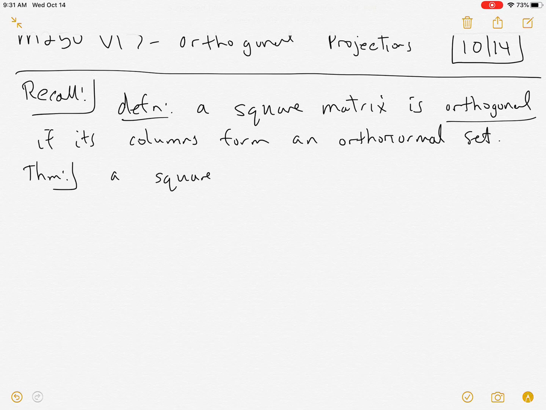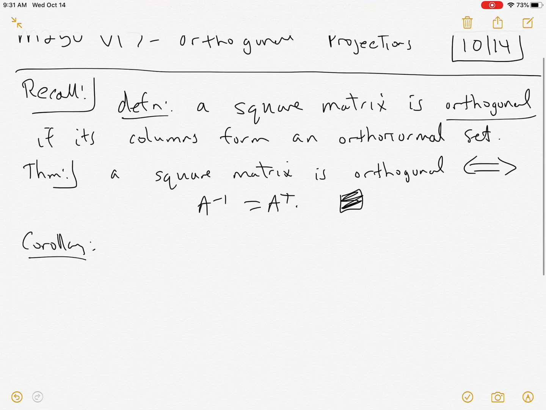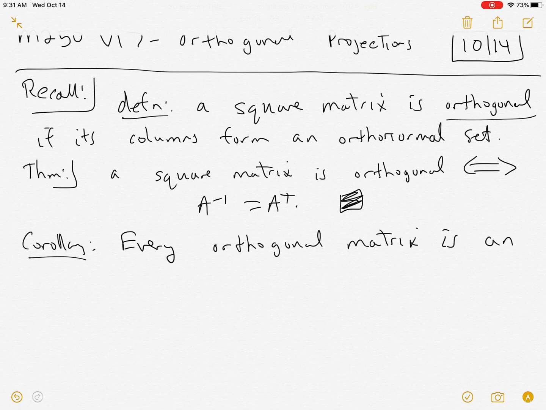A square matrix is orthogonal if and only if its inverse is equal to its transpose. This is key. You need this for homework and stuff. And a corollary to this is that every orthogonal matrix transform is an isometry.